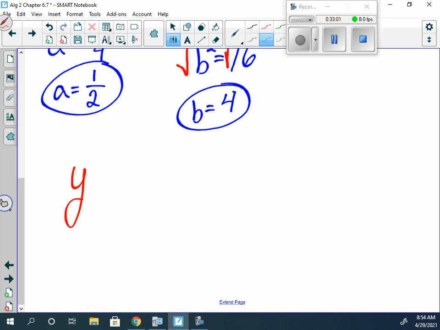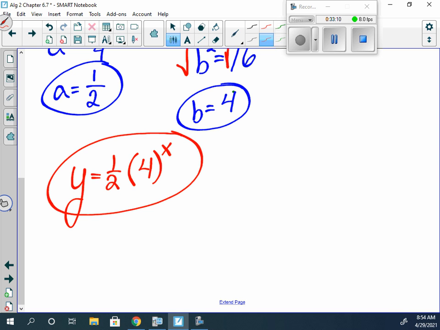Which means y is equal to what? 1/2 times 4 to the x. And we'll stop here for today. But are there any other questions on anything we've done so far today? We're good with these here? Awesome.